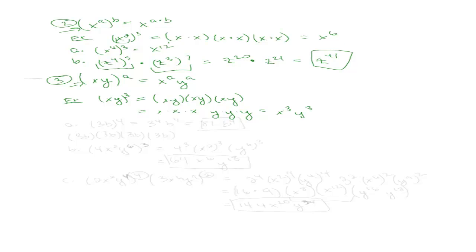And this is going to happen anytime you have something like this. Anytime you have numbers being multiplied together and then all that to some power, you're going to have each one of the numbers to the same power.